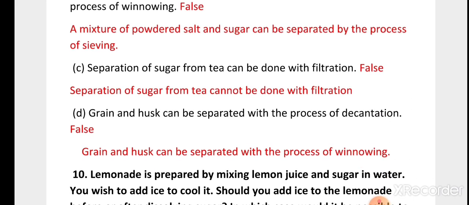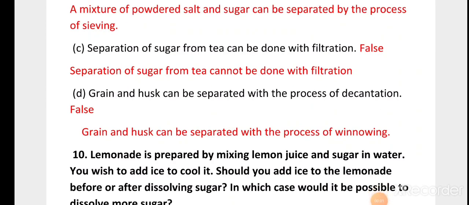C. Separation of sugar from tea can be done with filtration. It is false because separation of sugar from tea cannot be done with filtration because sugar and tea, both the particles are the same in size. So that's why it is difficult to separate both the particles by the filtration method.